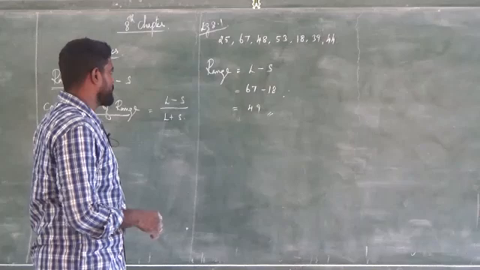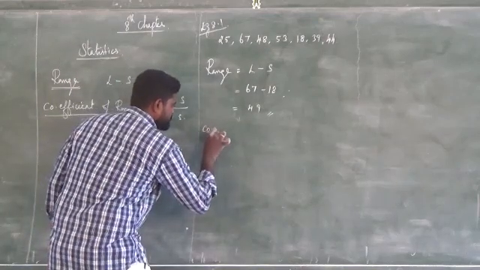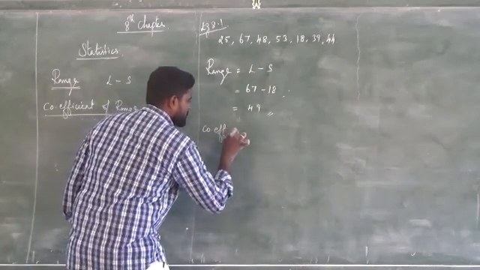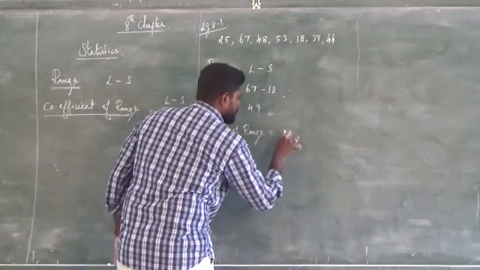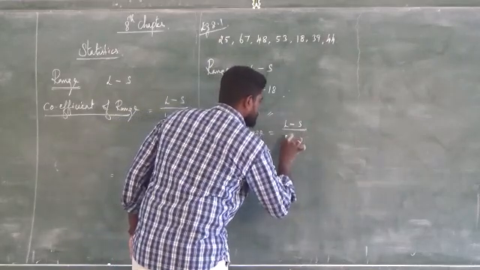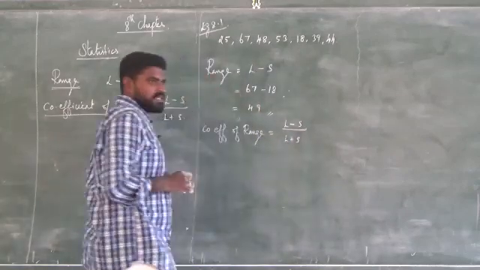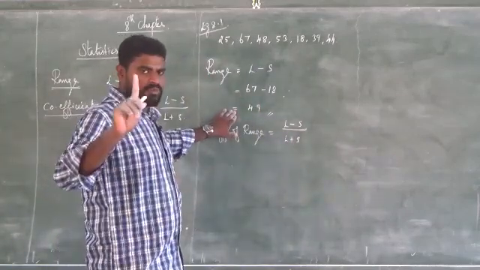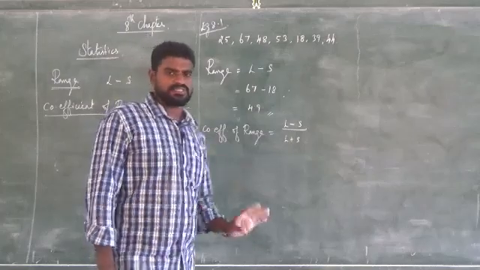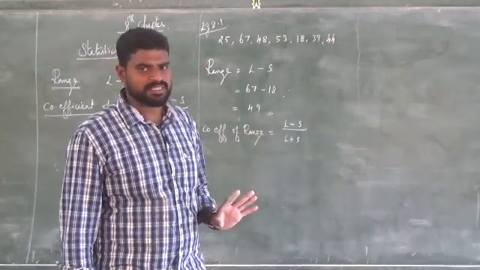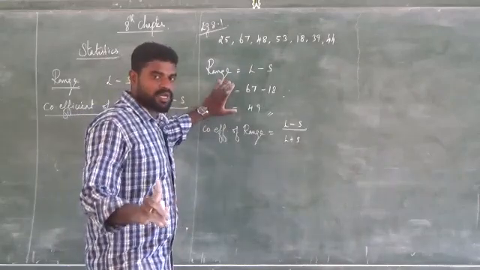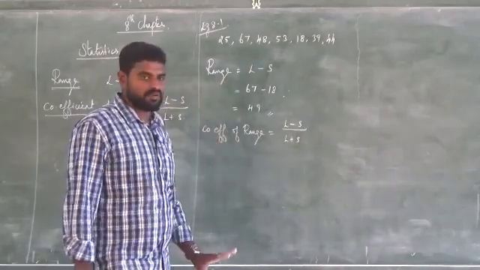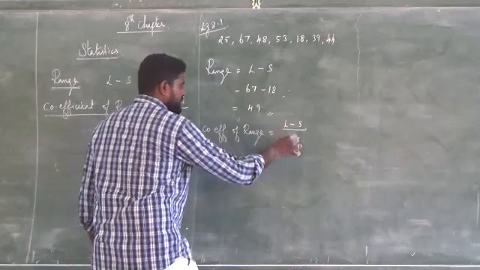Next we are going to find the coefficient of range. The formula is L minus S by L plus S. If you find the range, you will get 1 mark, and for the coefficient of range, another 1 mark. So it will come in 2 marks. They will divide it into 2 parts: for range 1 mark and for coefficient of range 1 mark.